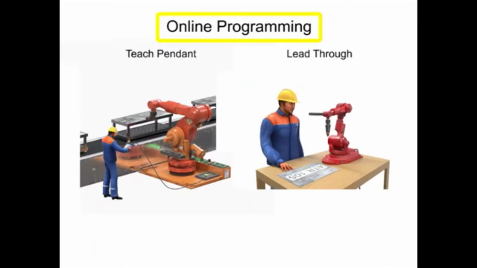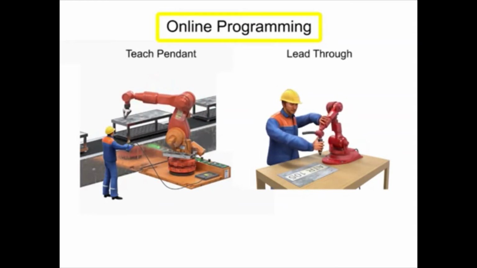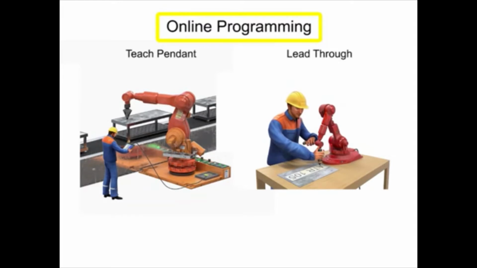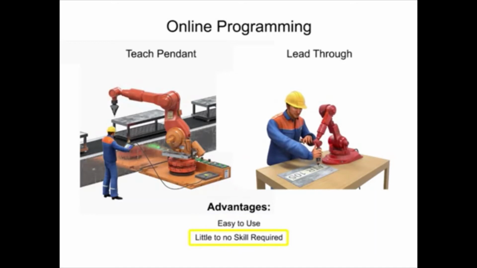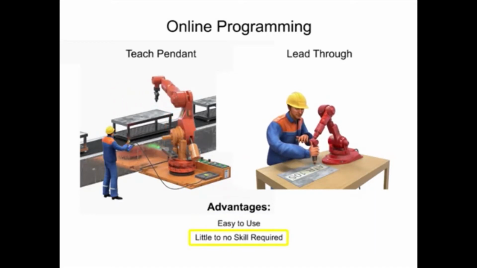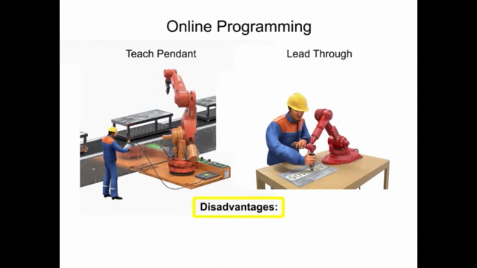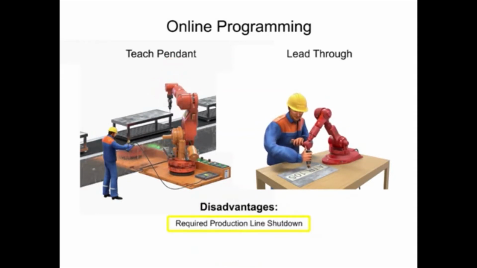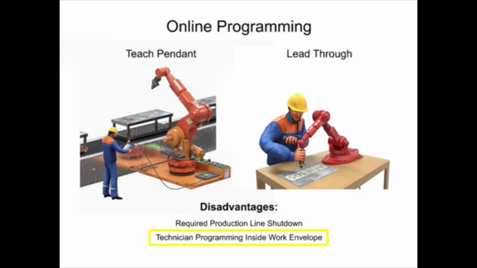Online programs can typically be edited for speed, point error correction, and small modifications once the initial programming is complete. Advantages of online programming include ease of use, little or no programming skills required, and the speed at which a program can be created. The disadvantages of online programming are the requirement to shut down the production line while programming is occurring, and that the technician typically has to be in the work envelope while the robot is operating, which exposes him to greater risk of damage.